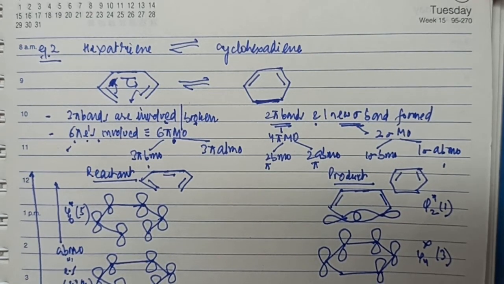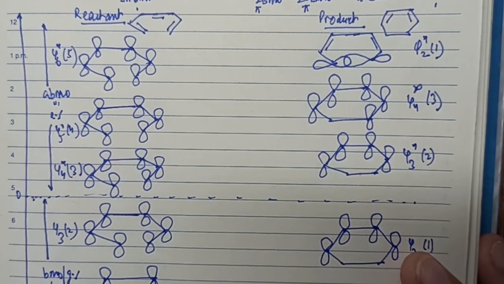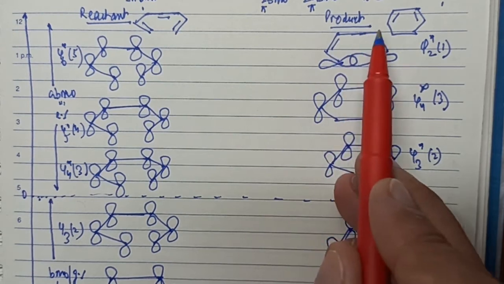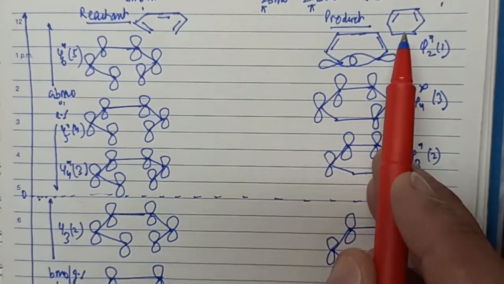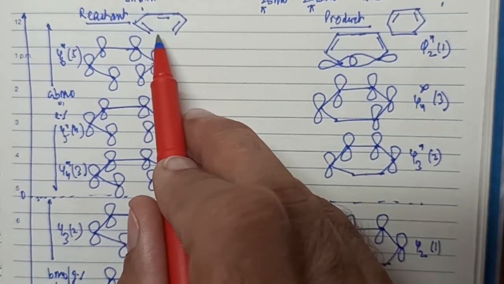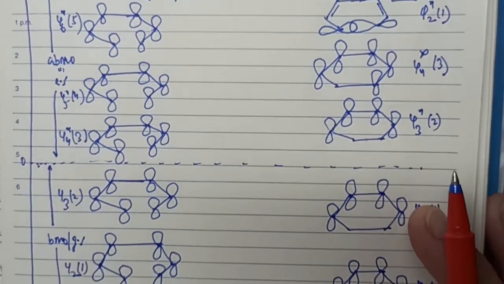Okay, now the next step is to draw the orbitals for the reactant as well as products, for the molecular orbitals which are involved. Now my reactant side is, as you can see, hexatriene, and my product side is cyclohexadiene. Because of the scarcity of space, I've written it here. Now, since I had 6 molecular orbitals corresponding to hexatriene, I need to draw these 6 molecular orbitals.